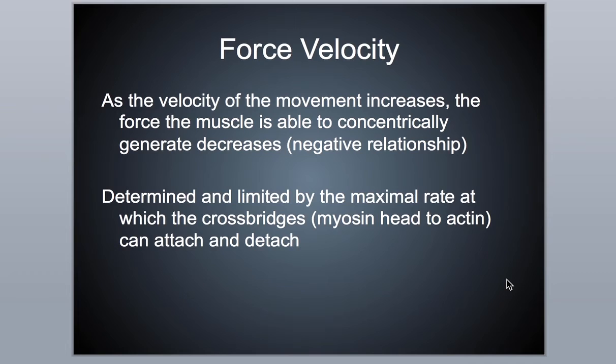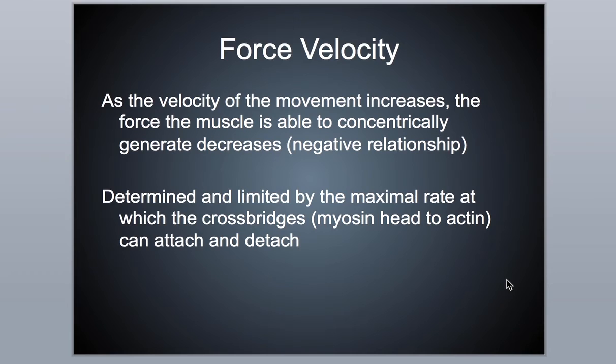All right. So looking at force velocity. As the velocity of the movement increases, the force that the muscle is able to concentrically generate decreases. So there's a negative relationship. Concentric contraction is the muscle shortening. There's going to be tension within the muscle, and at the same time, the muscle is shortening.